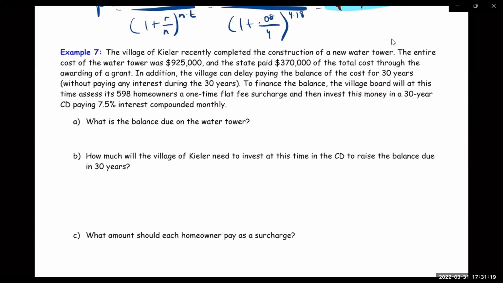What is the balance on the water tower? Wow, this is a lot of words. So let's see if we can make sense of this. All right, the entire cost of the water tower is this much, right? And the state is paying this much. So what is the balance? We just have to subtract, for the first part of the question. That's how you find the balance due: the cost minus what the state's going to pay. Let's figure out what that is.